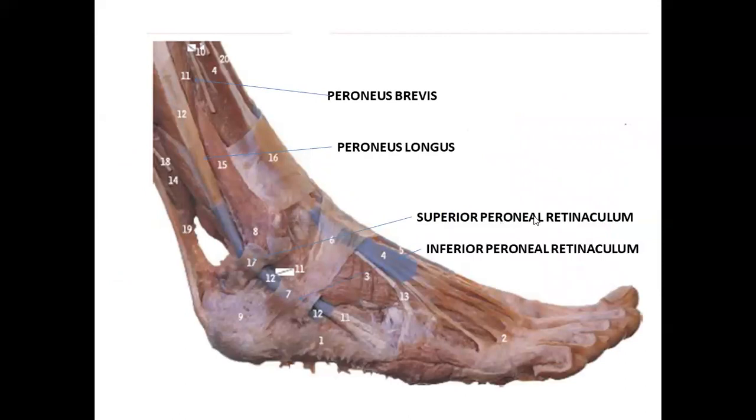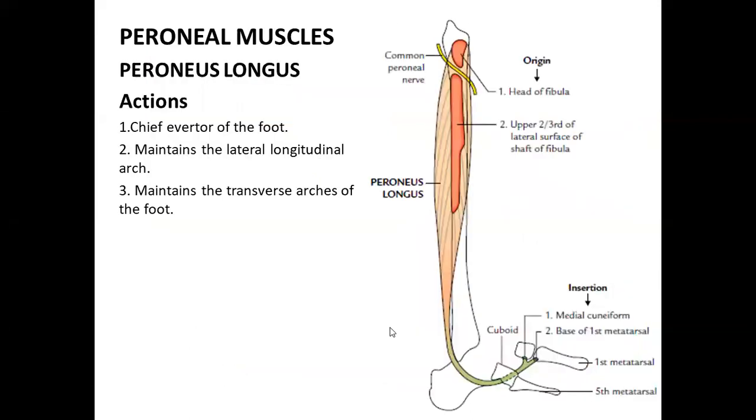This is the superior peroneal retinaculum. This is the inferior peroneal retinaculum. Here you can see this is the peroneus brevis. This is the peroneus longus muscle. ये जा रहा है, ये पीछे जाएगा और ये continue करेगा आगे की तरफ. ठीक है? Okay. Now coming to the muscles, we have two muscles here.